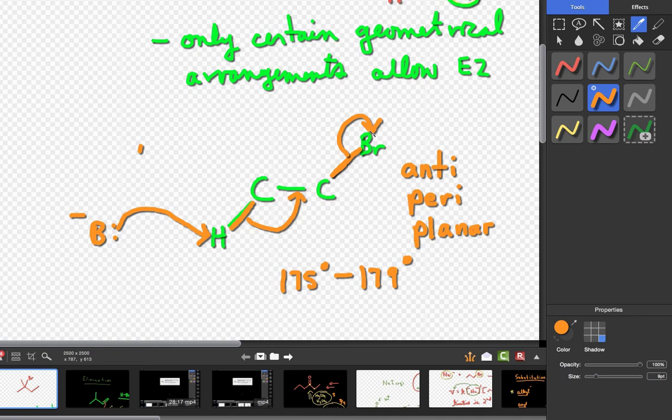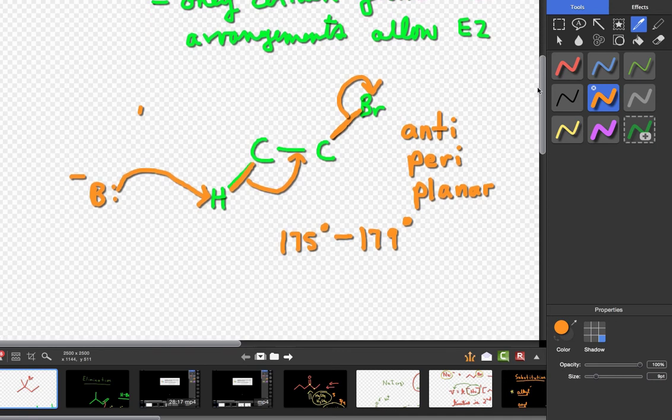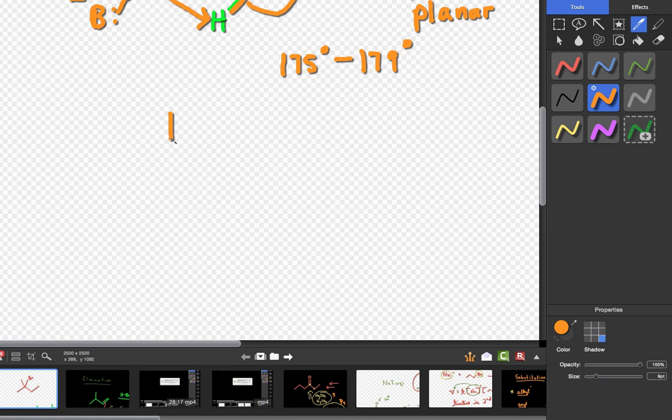Anti-periplanar geometry is an absolute geometric requirement for an E2 mechanism. The E1 mechanism has no such constraints, but nature simply doesn't utilize E1 mechanisms like it uses E2 mechanisms. In fact, you don't have to look very far in nature to find E2 mechanisms. In the biochemical world, these are called beta eliminations. So a beta elimination is an E2 elimination.